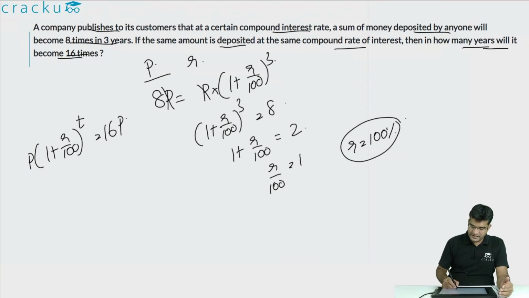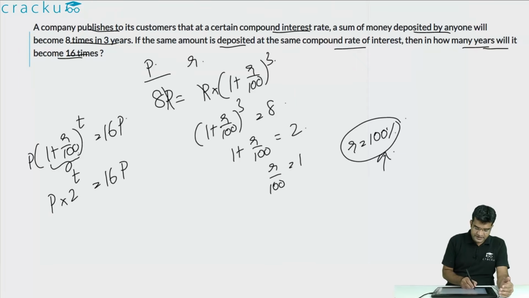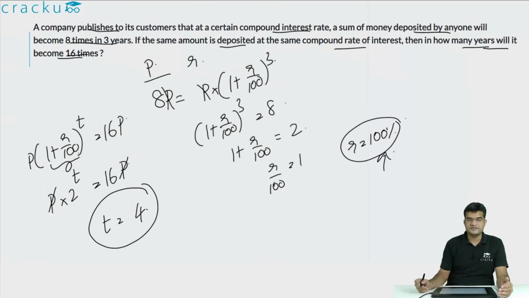As we have found out earlier, R is equal to 100%. So 1 plus R by 100 is equal to 2. So P into 2 to the power t is equal to 16P. You can cancel P on both sides. So the value of t will become equal to 4, because 2 to the power 4 is equal to 16. So the correct answer is 4 years.